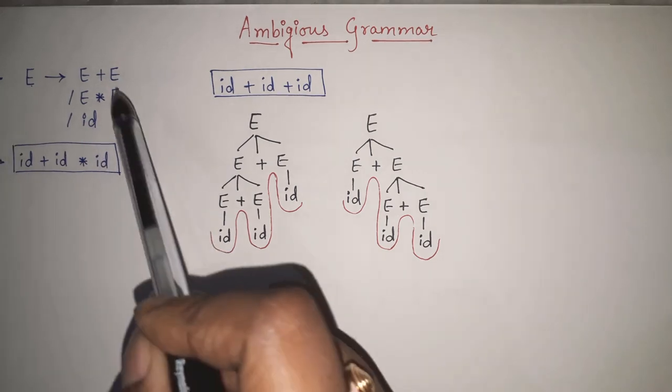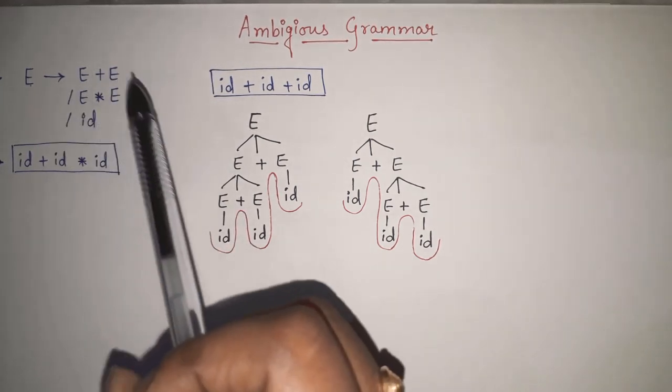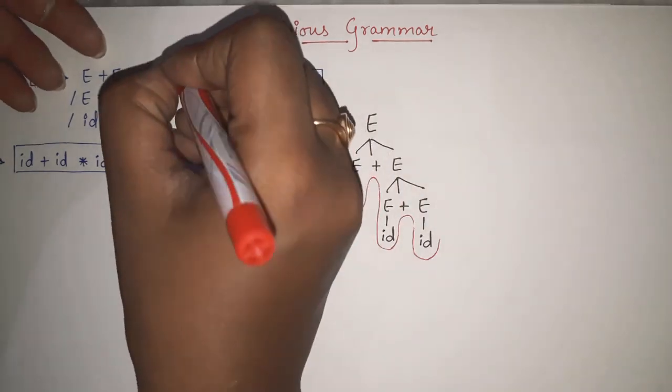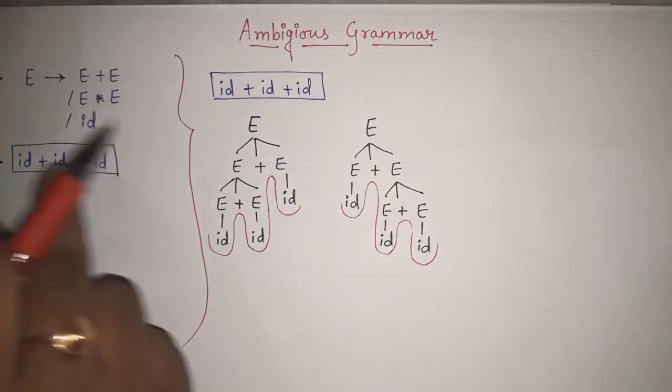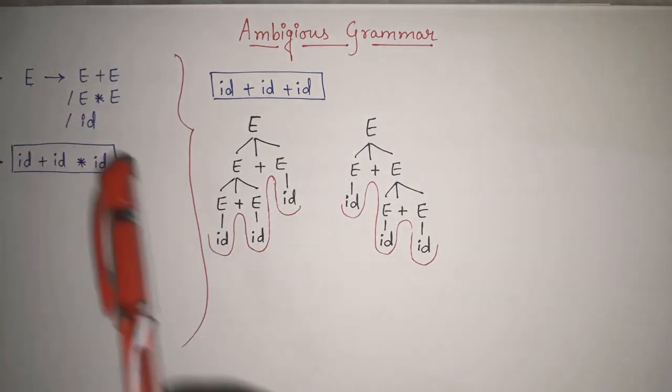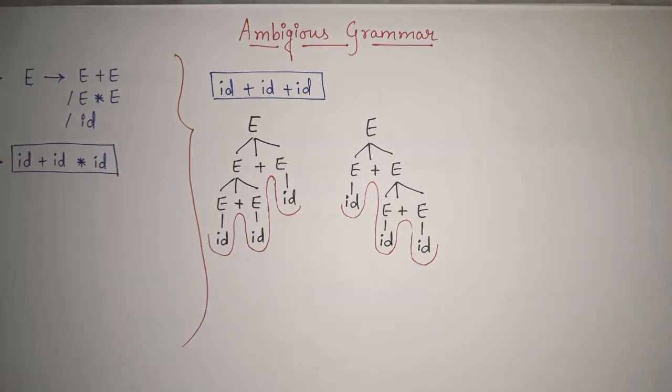So I can say that this grammar is ambiguous. Now if you want to check one more, again let's take the same grammar, but this time let's take this string and try to generate more than one parse tree if we can.